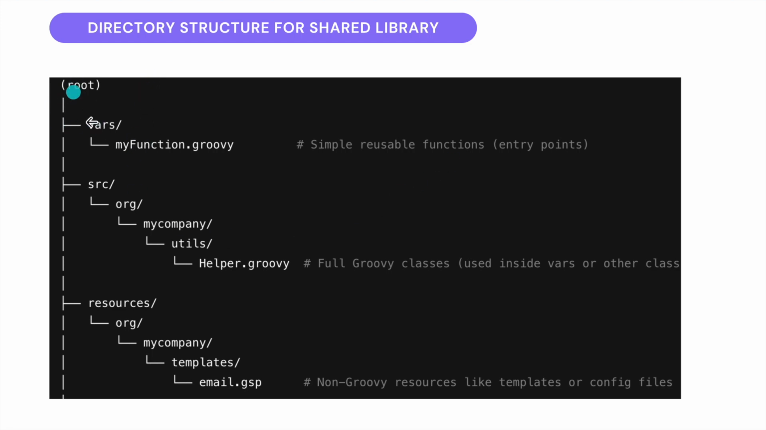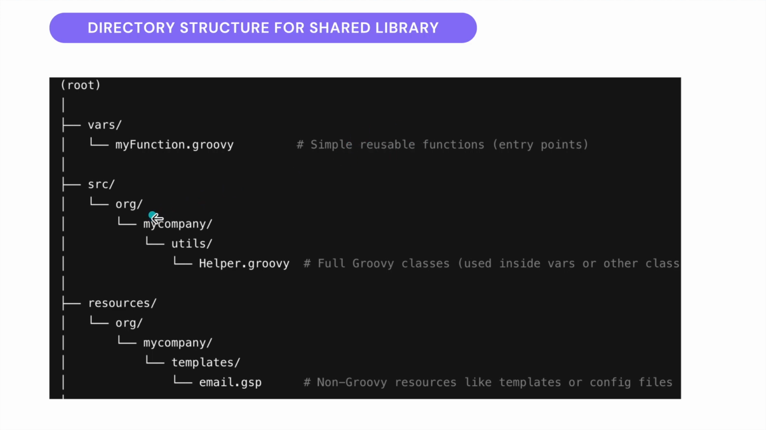In the root directory, there should be a var directory, a source directory, a resources directory, and also there can be a test directory. For now, the test directory is not important. We'll just understand what the directories are and why they are required. The var directory contains the Groovy scripts which have the global variables and functions which are accessible via the Jenkinsfile or the declarative pipelines.